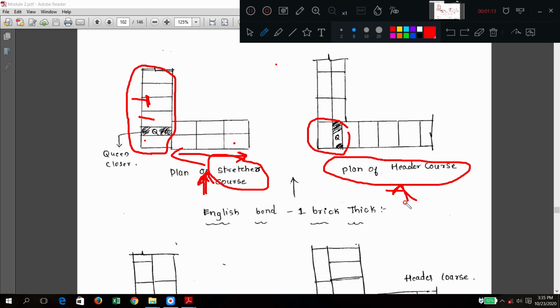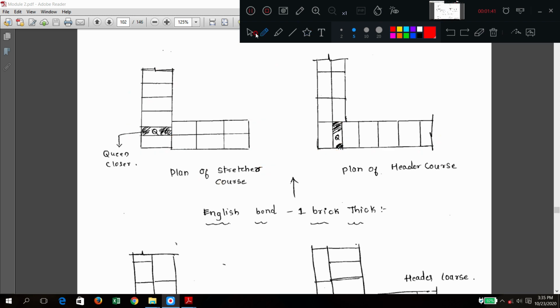Viewing from this point, you can see everything is appearing as header only. After each first header, you are getting the queen closer. This is for one brick thick, which means 10 plus 10, 20, no? This is the thickness. Here also one full length is there, so you can easily get 20 centimeter thickness. One brick thick is nothing but 20 centimeter.